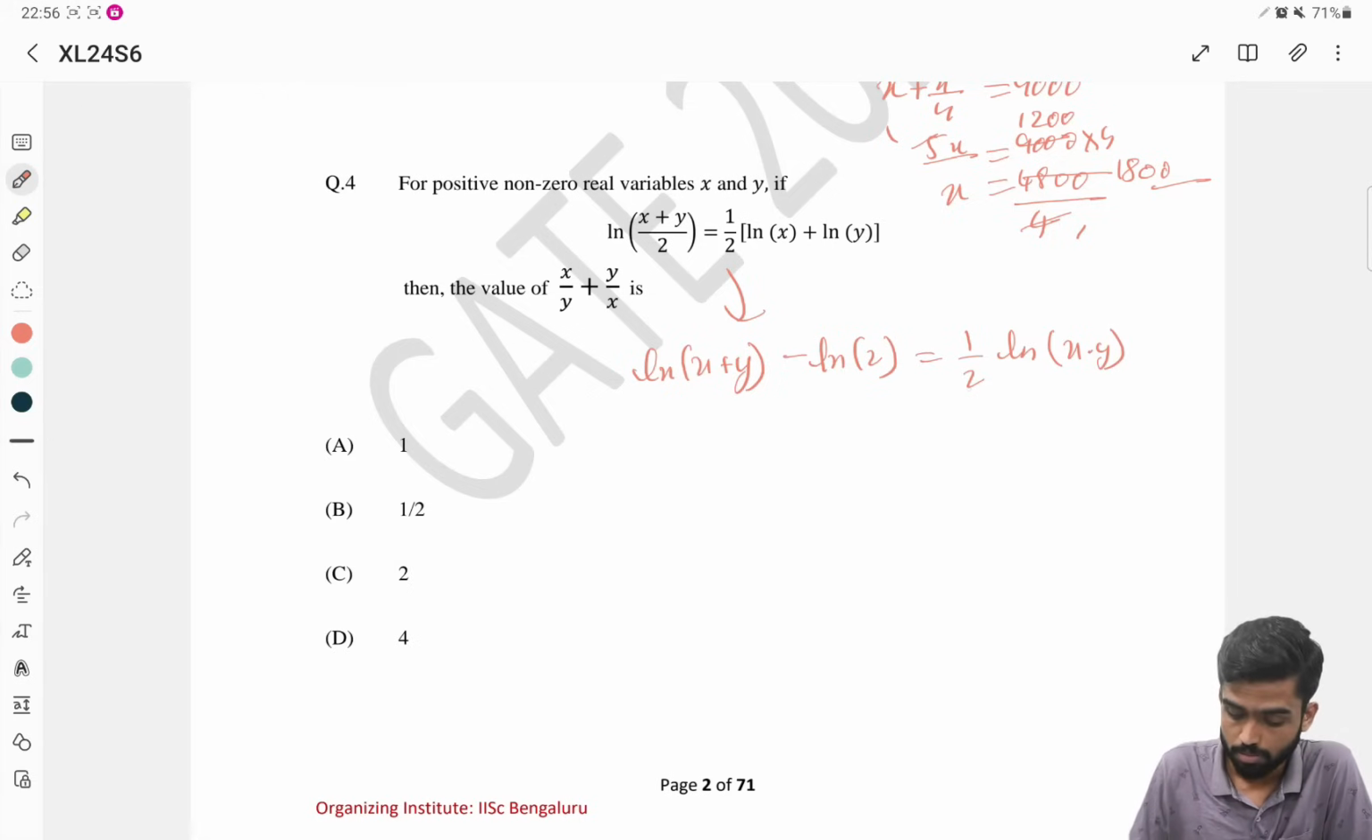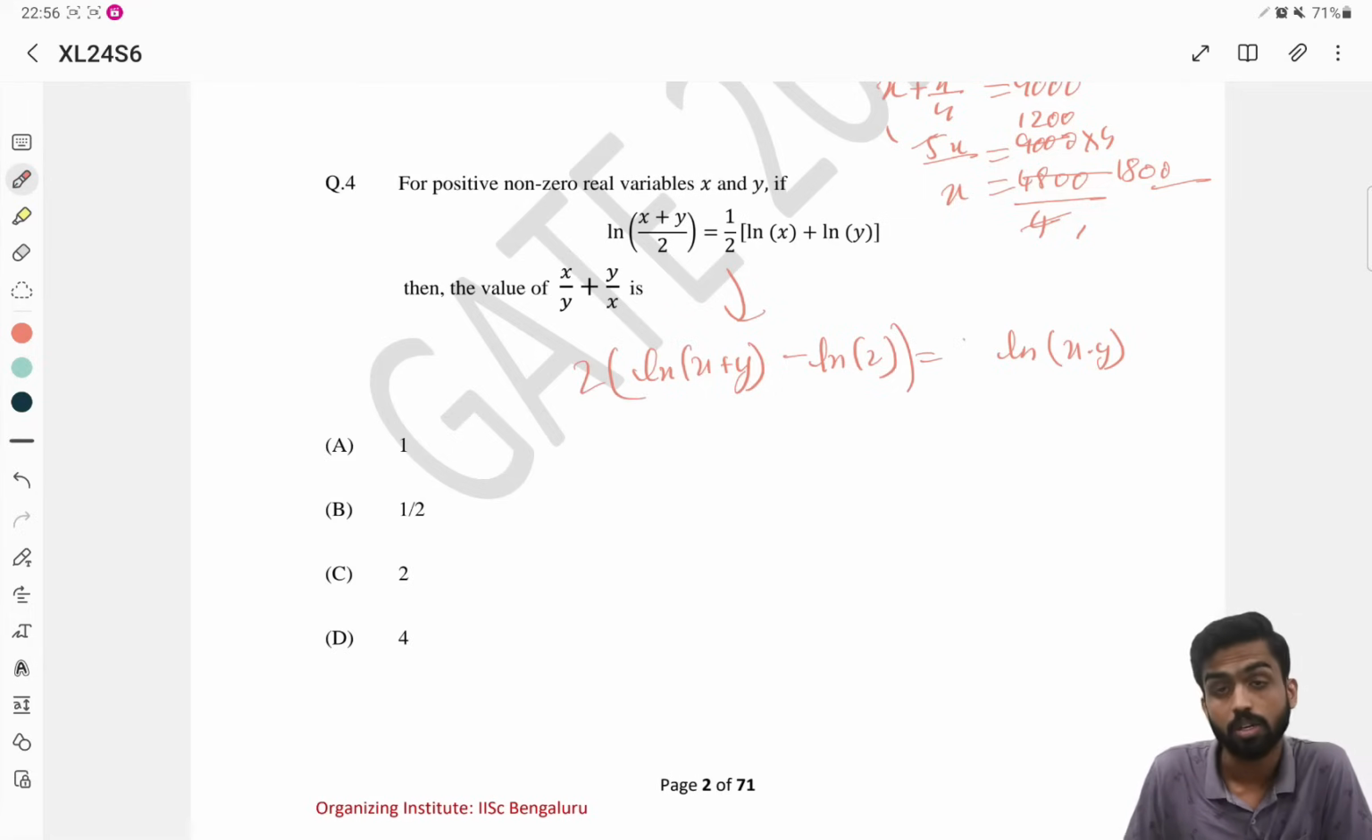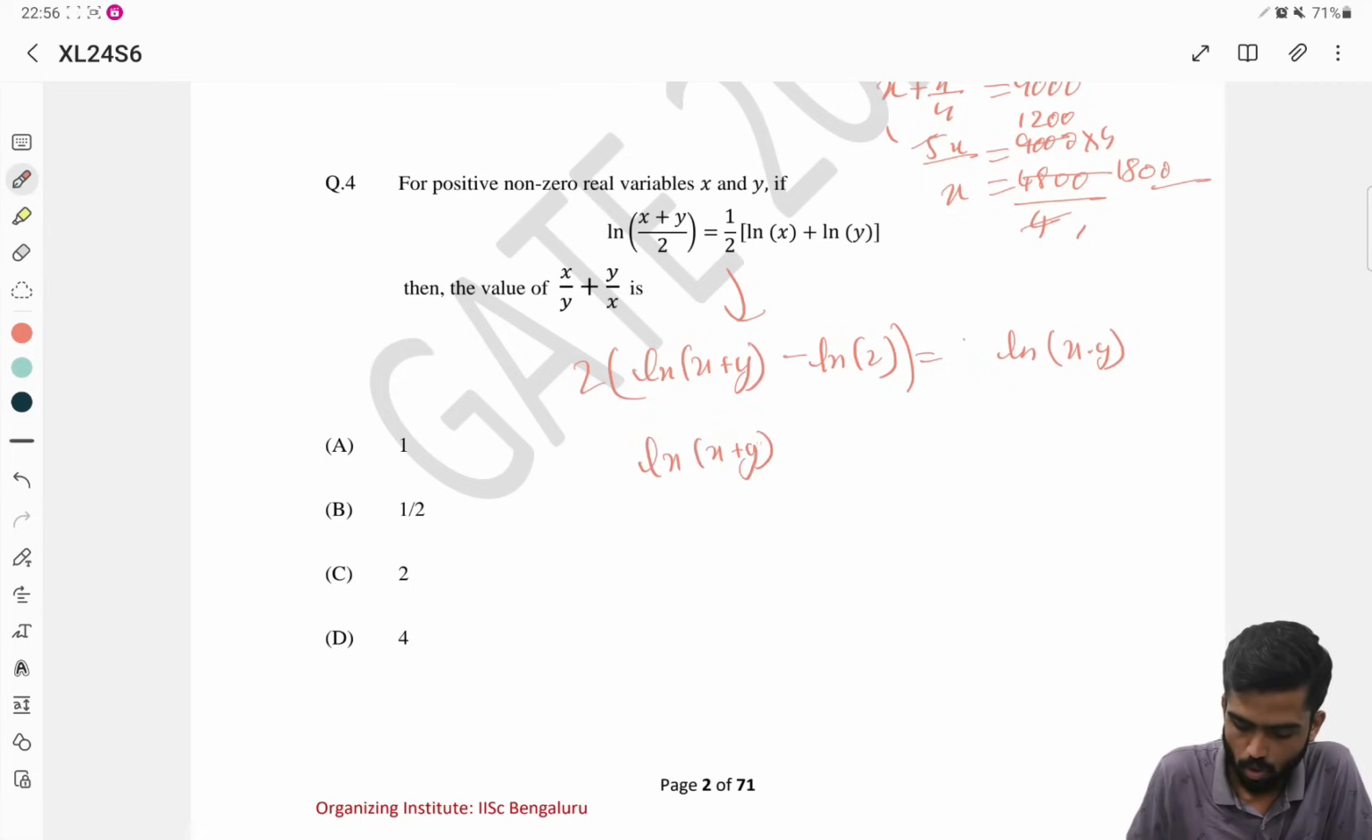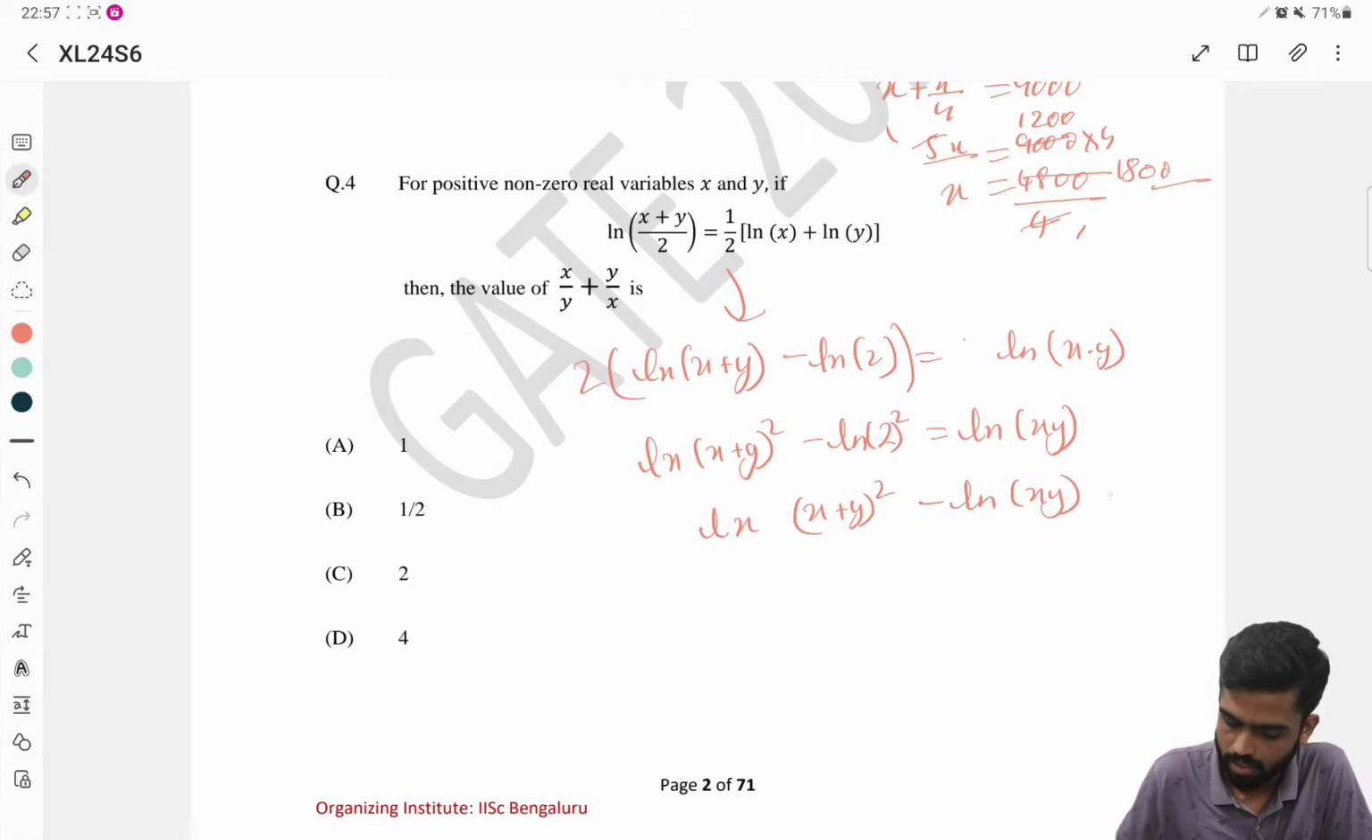So we'll bring this to this side. So instead of 1 by 2, it will become 2 into natural log of x. This can also be simplified as ln (x plus y) whole square minus ln 2 whole square equals ln xy. So this can also be written as ln (x plus y) whole square minus ln xy equals ln 4, or 2 to the power 2. This can also be written as ln of (x plus y) whole square by xy equals ln 4.